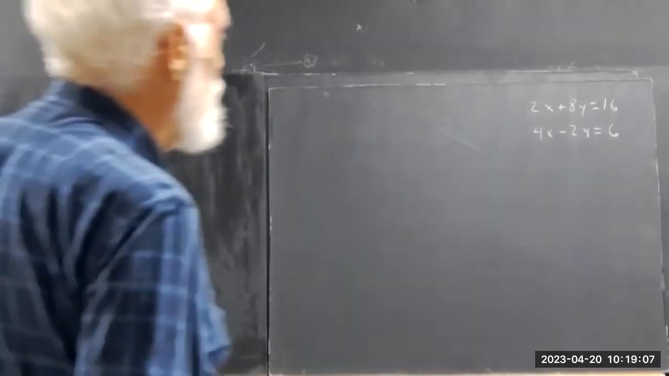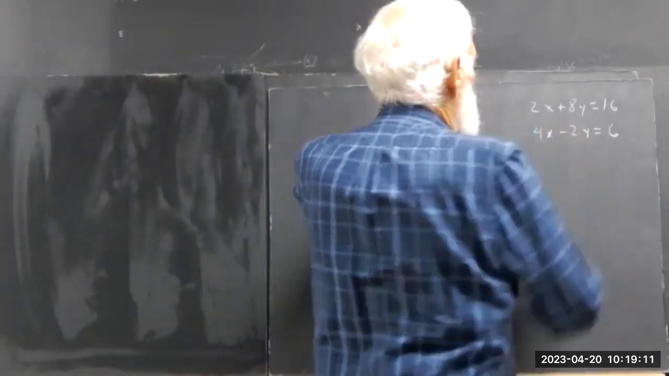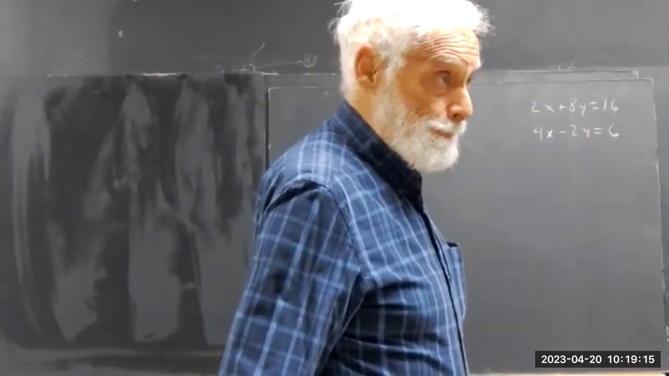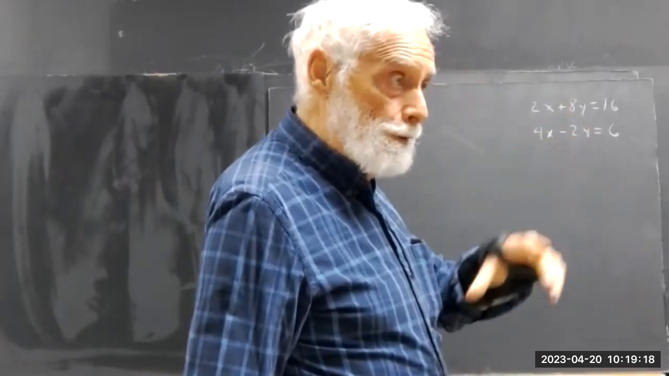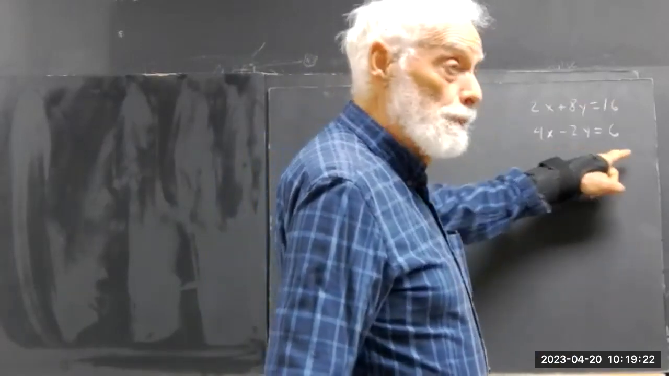Okay. Here we have two linear equations, and we're going to try to find a value of x and a value of y that satisfies both of them. Some pair x and y. If we plug in here, we're going to get 16. If we plug in here, we're going to get 6.